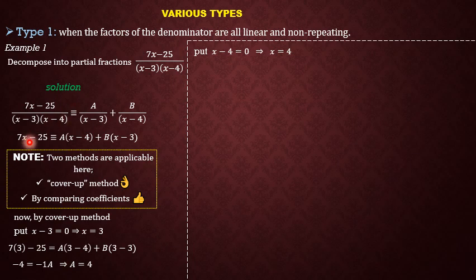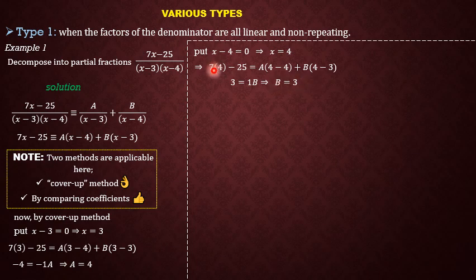So my x is 4. It means I'll put 7 times 4 minus 25 equal to a into 4 minus 4 plus b into 4 minus 3. So at the end of the day, we have this. Now, if we multiply, notice something here. 4 minus 4 is actually 0, and 0 multiplied by a is 0. And 4 minus 3 is actually 1. So at the end of the day, we'll have 3 being equal to 1b, implies b equal to 3.